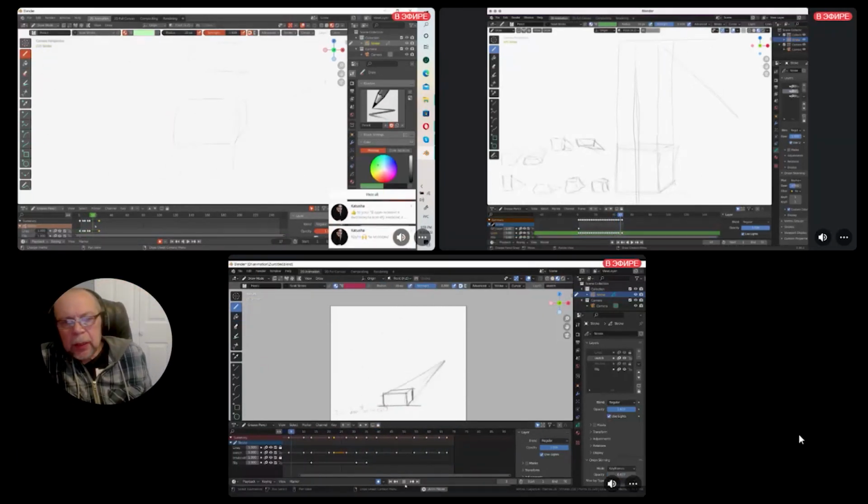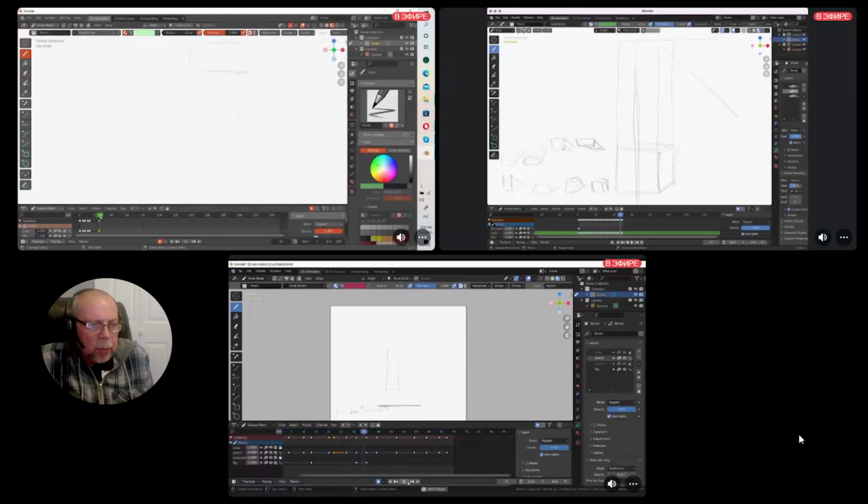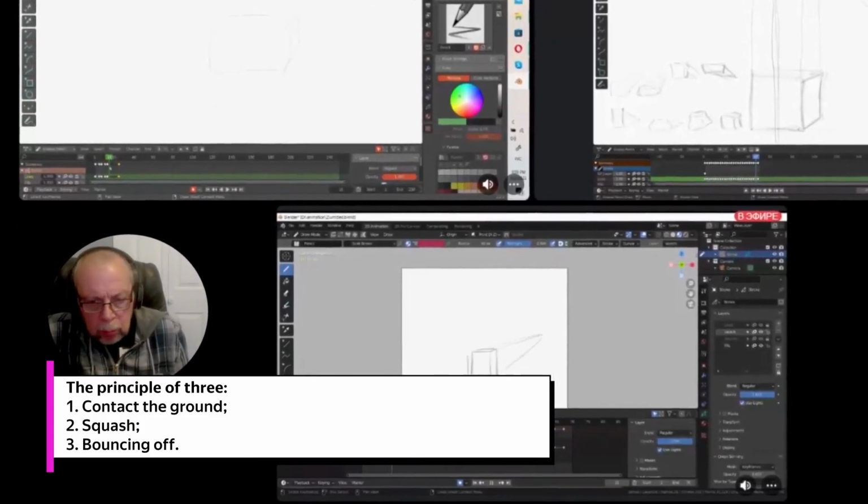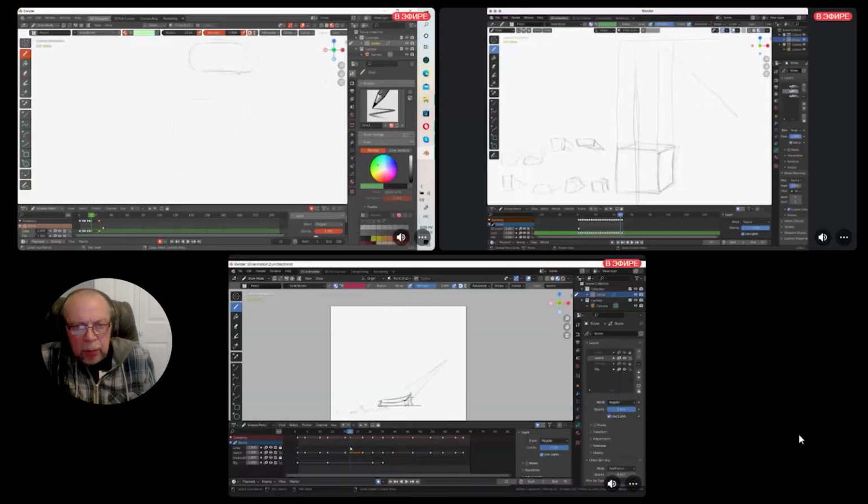Also, I would like to say something about principles. You can use one important principle. It's called the principle of three: first contact with the ground, squash, and bouncing off. That's the principle of three. Same with the topmost position, when the character enters the extreme point and exits from the extreme point. That helps you to feel slow in, slow out, and to feel weight. That's an important thing. If you forgot to put some center of weight, just put this back. It helps you to control what's happening with the box or the character, whatever.